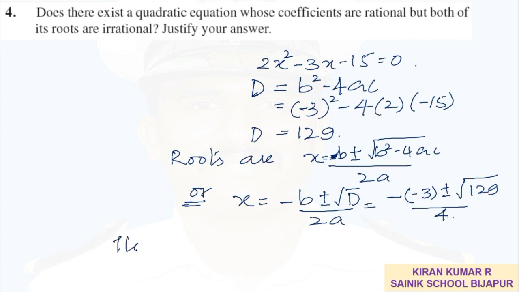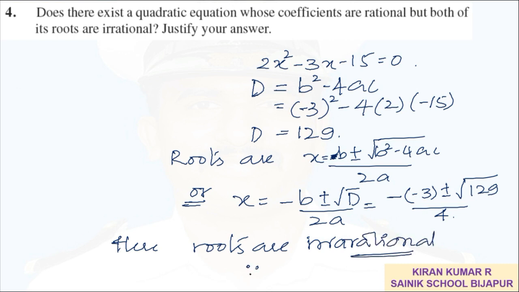Here the roots are irrational. Why is it irrational? Because root 129 is irrational. So the given statement is a true statement. Yes, a quadratic equation having the coefficient as a rational number can have irrational roots. Let's move on to the next one.